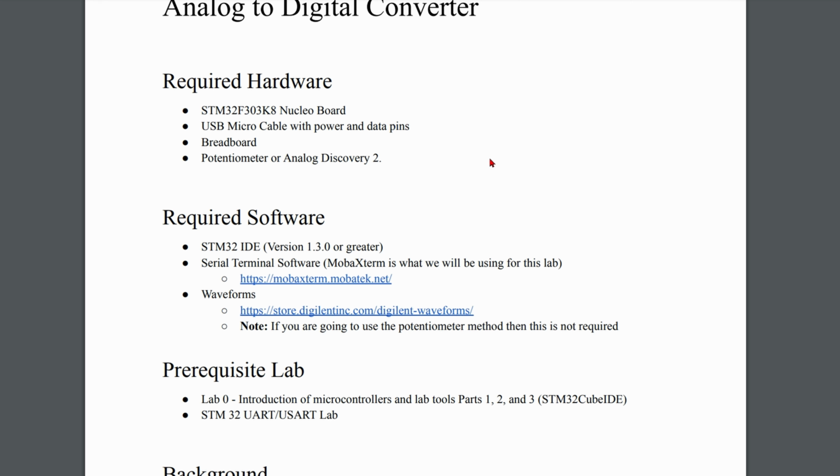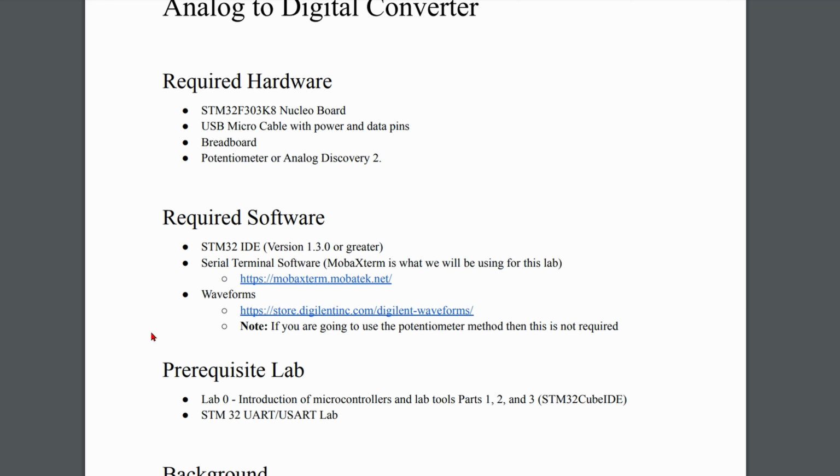We need a STM32F303K8 Nucleo board, a USB micro cable that has a data input. So that is standard. We're also going to need a breadboard. We're going to need 3 jumper wires and a potentiometer, or an Analog Discovery 2. Here though, we use the potentiometer, and we're going to come back to this in a second.